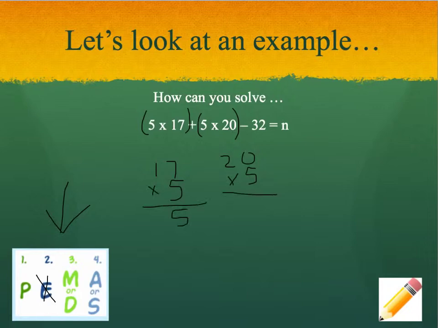7 times 5 is 35. 1 times 5 is 5, plus 3 is 8. 0 times 5 is 0. 2 times 5 is 10. All right, so I've multiplied.